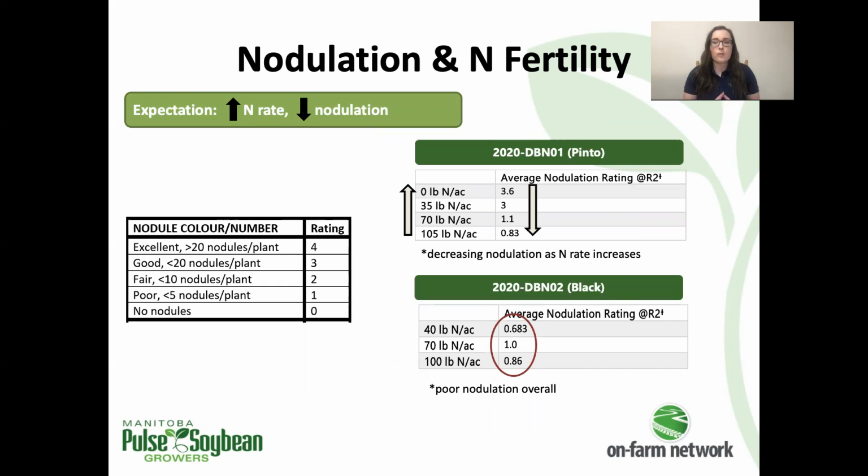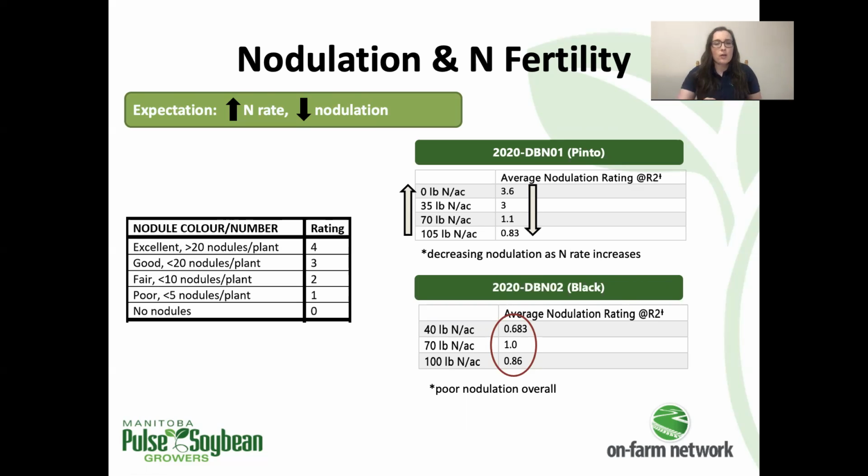In terms of how those nodulation ratings played out for these two trials, the pinto bean trial in Central Manitoba showed a trend of declining nodulation with increasing N fertilizer rate, which is what we would expect to see. This is what we would expect to see in something like soybean, where even just higher inherent nitrogen fertility in our soil could lead to a potential reduction in nodule number, depending on the exact nitrate levels in the soil. So that followed an expected trend.